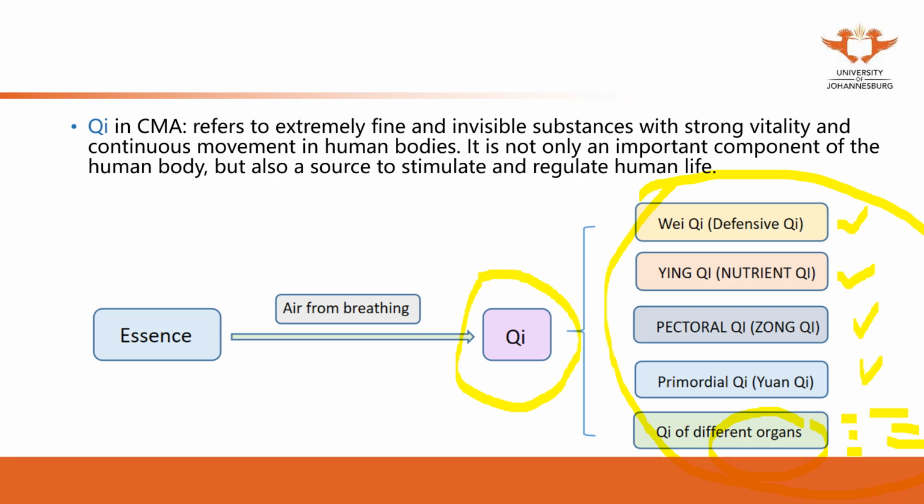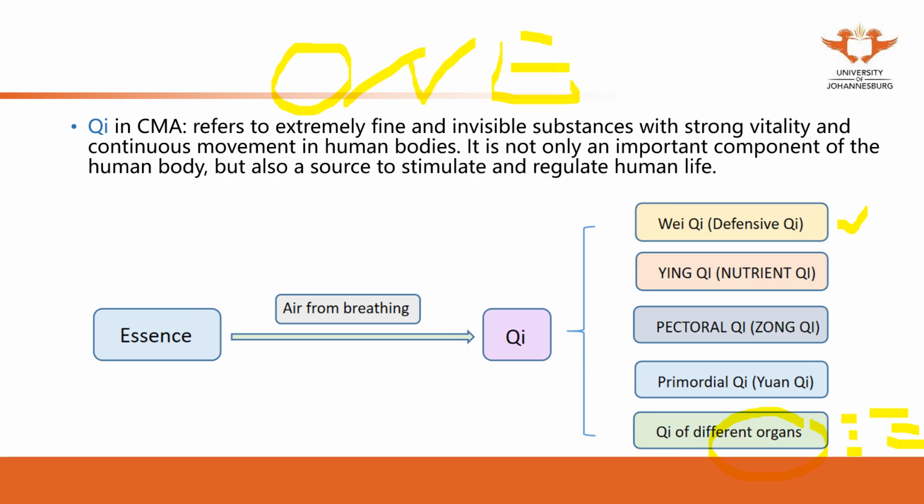The correct answer is we have 1, because we have only 1 qi in the body. However, as you can see, we got different qi here. The reason why we have different qi is because we separate different qi according to its function. The defensive qi, when we study the qi in future, we will know that the defensive qi refers to the qi when they move to the superficial skin to protect our body, then we call wei qi or defensive qi.